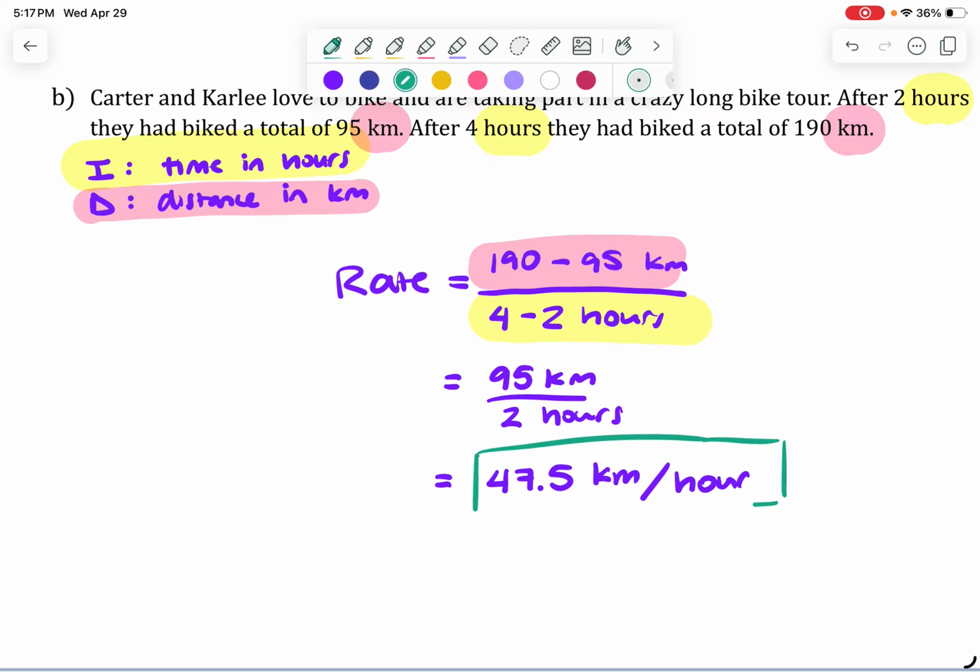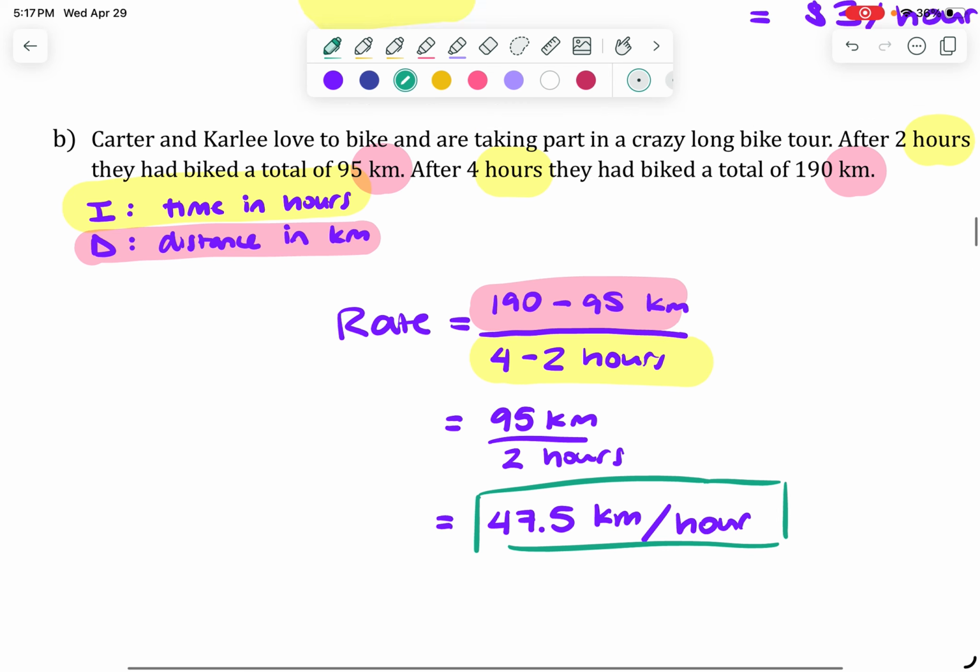And that is the rate in which Carter and Carly are biking. Which I don't know if you know much about biking, but that's pretty heckin' fast. So good for them.